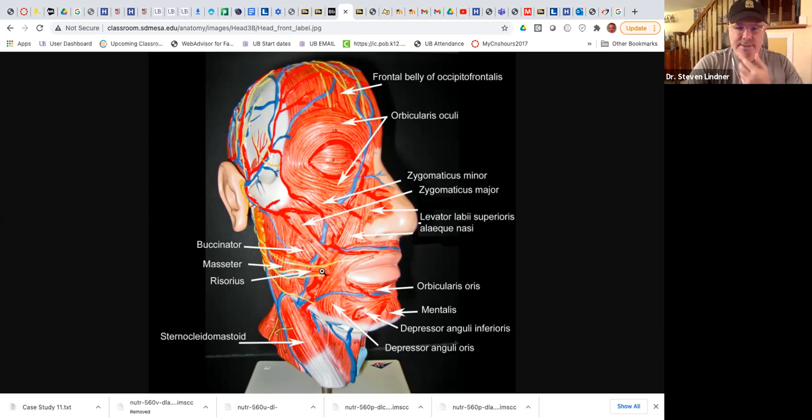Here's the risorius, pulls you back this way. Here is the levator labii superioris, right there. Here's the nasalis, going this way. It's not labeled, but that's where it would be. Here's the orbicularis oris that goes all the way around the lips, superiorly and inferiorly. There's your mentalis that's cut. Here's the depressor anguli inferioris and depressor anguli oris. There's your sternocleidomastoid.